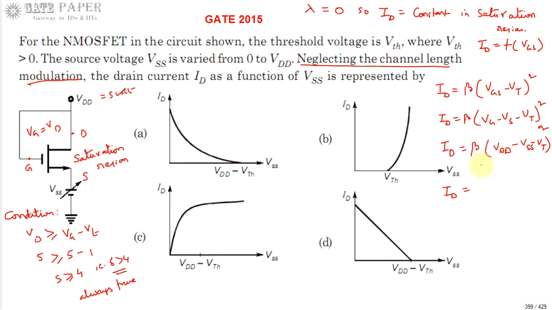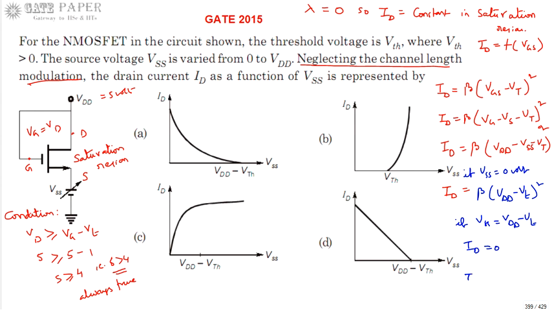Now VSS is going to change from 0 to VDD. If VSS is equal to 0 volts, then ID is equal to beta into VDD minus VT, whole square. Otherwise, if VSS is equal to VDD minus VT, then ID is equal to 0. So as VSS increases from 0 to VDD minus VT, the drain current reduces from maximum to minimum.